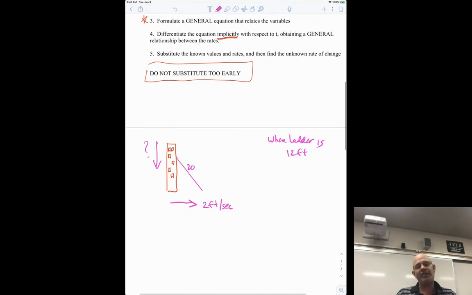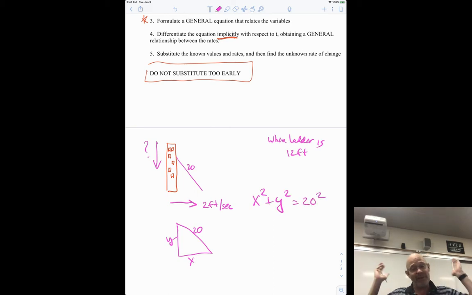So the first thing we're going to do is generalize everything and write an equation. All right. Anything that's changing in the problem, you need to give it a variable. If it's changing, it has a rate attached to it. So you have to give it a variable. If it's not changing, you don't have to give it a variable. So that 20 is not changing. So I'm going to leave that alone as 20. Anything that is changing, I'm just going to call this X and call that Y. Like I said earlier, a lot of my equations are just going to be Pythagorean theorems. Boom, done. I got my equation.